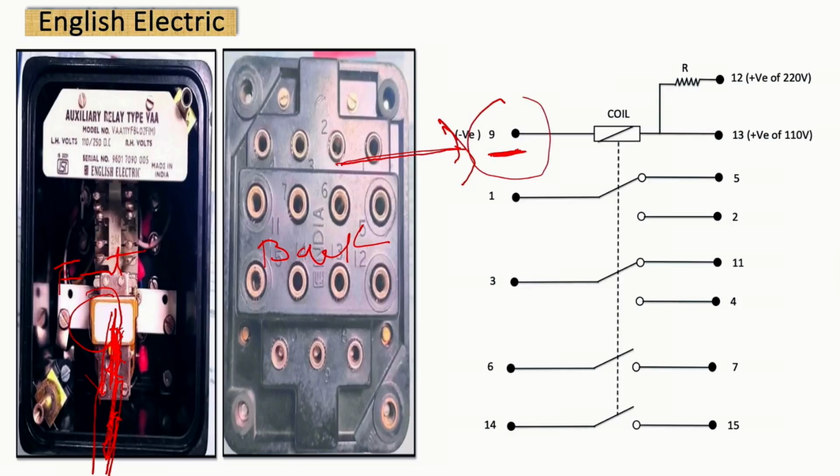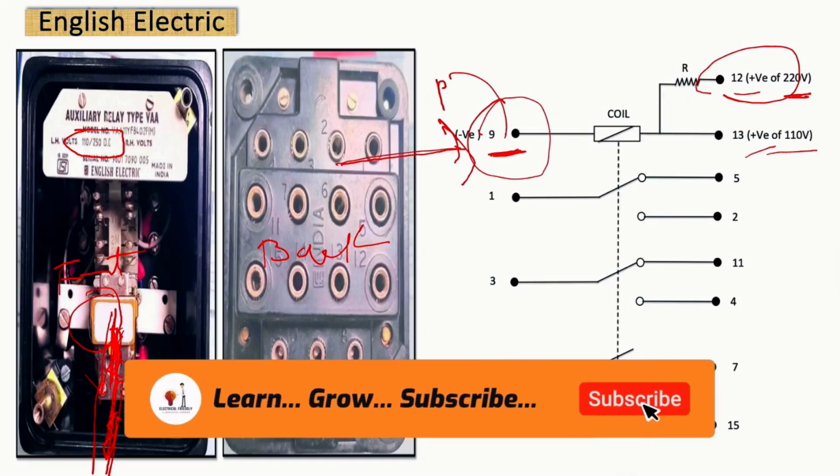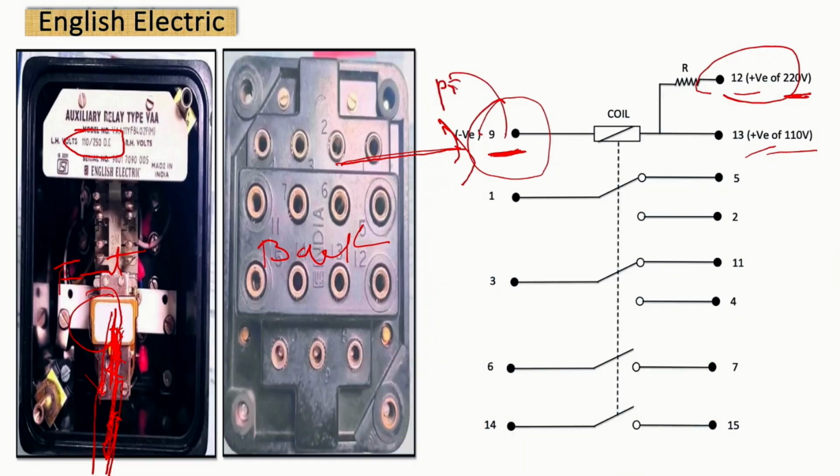Here, number 9 is negative, and 13 and 12 are positive. And here, you have to check which volts your relay is for, 110 or 220. So, its nameplate will indicate which volts you need it for. Okay, is it 110 or 220? If its range is high, you can use both. So, whether it's positive or negative, we always know where we'll get the negative, from the panel. We take it directly from the panel.